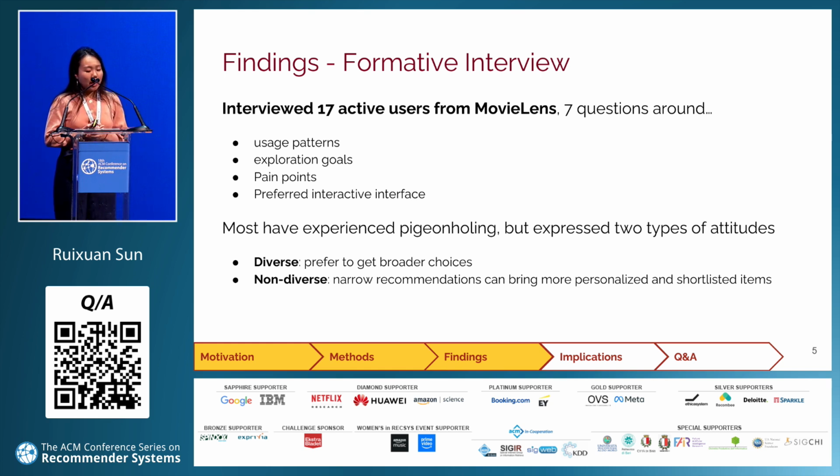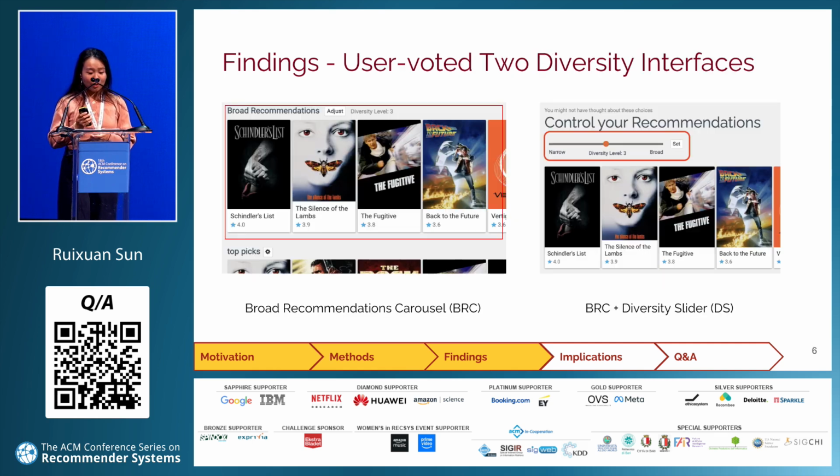Most users have actually experienced pigeonholing before, but they express 2 types of attitudes. The diverse users say, well, yeah, I prefer to get broader choices and jump out of this pigeonhole, while the non-diverse users say that narrow recommendations can bring more personalized and short-listed items, so I don't have to spend more time to find the things that actually interest me.